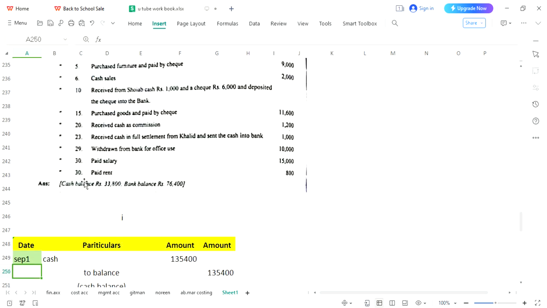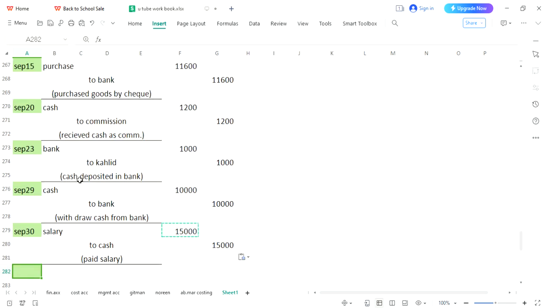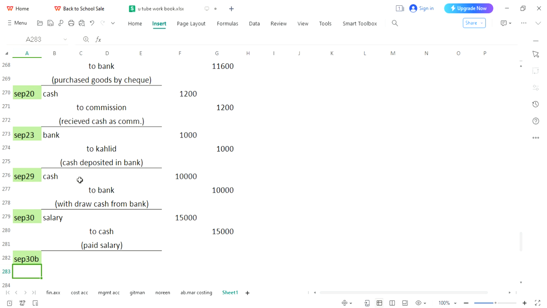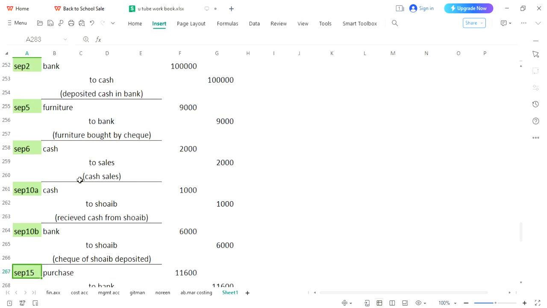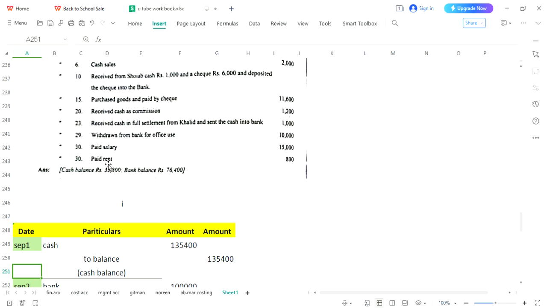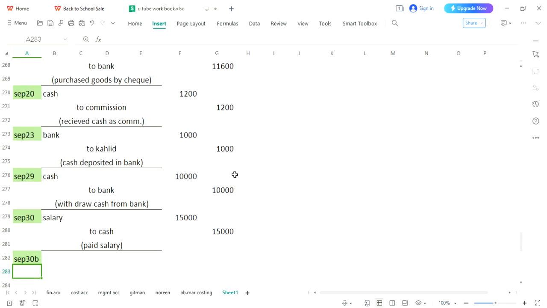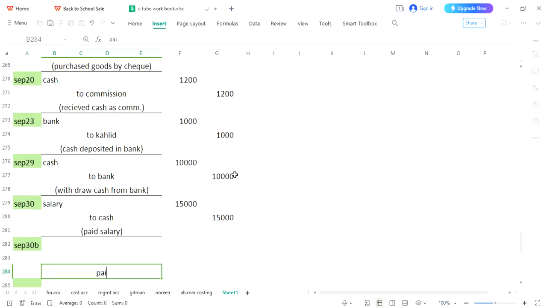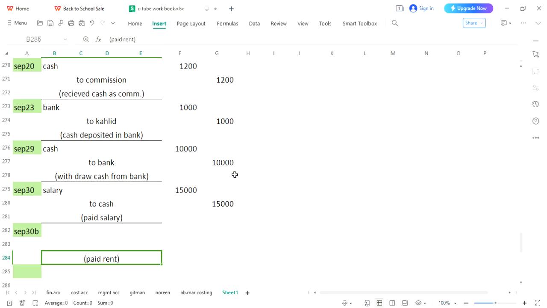September 30, again same date. So you will write September 30, you may name it as B so that both entries should have a proper difference. September 30 paid rent is your next entry. Just write down the same narration, paid rent. When you are paying, it means cash is going out, asset is decreasing, decrease in asset should be credited, so you will write cash on credit side.